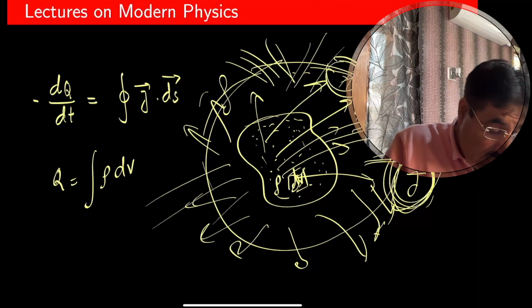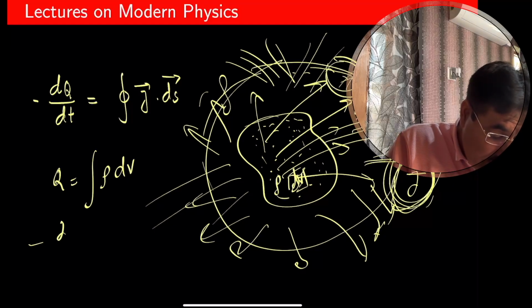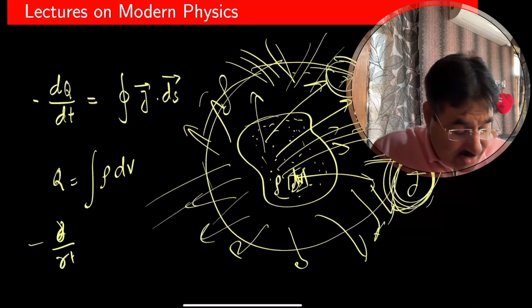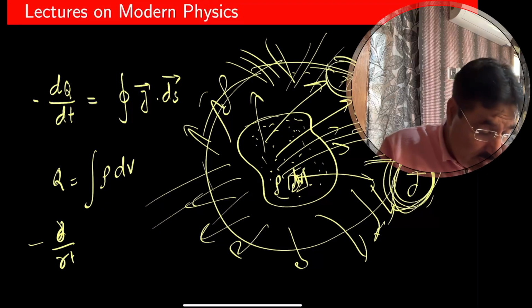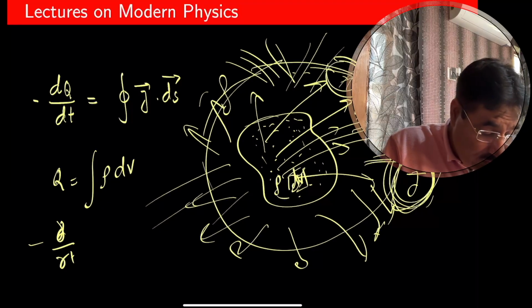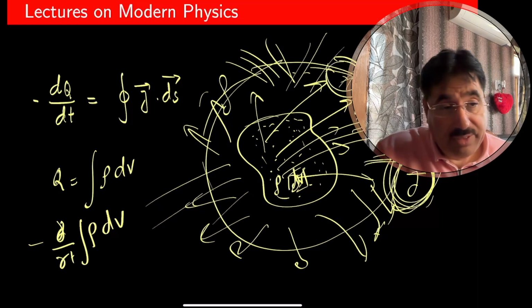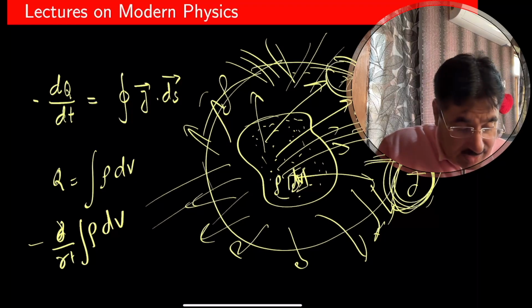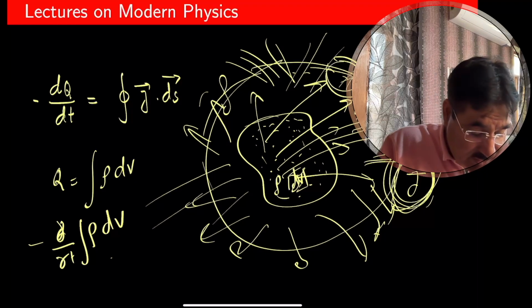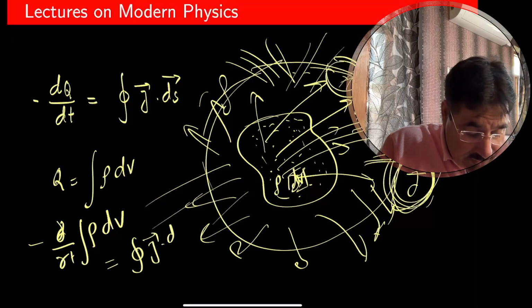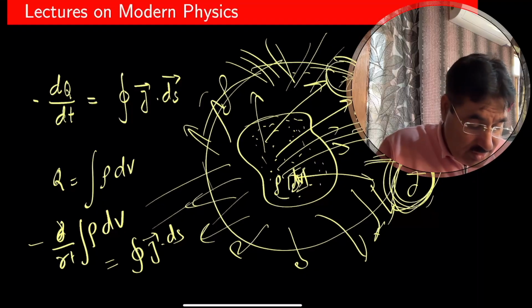Now push it back into that equation. If I substitute, I have minus d by dt. For very simple mathematical reasons, I take the partial derivative of this q, that is rho dV. The fundamental meaning of partial derivative is that you keep other variables fixed. This is equal to the integral j dot ds. Right, so this is what I get.